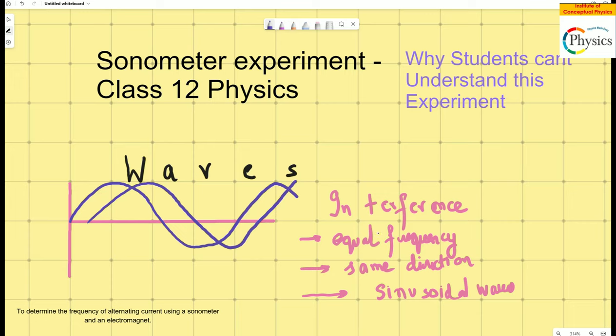Now, when they move in the same direction, they produce a pattern. These two combine. These waves are sinusoidal waves. They combine, and they produce what is called an interference pattern. Now, interference, you may know, because if you're a class 12 student, you know that there is interference in wave optics. So when these two waves meet each other, they result in a pattern called interference.